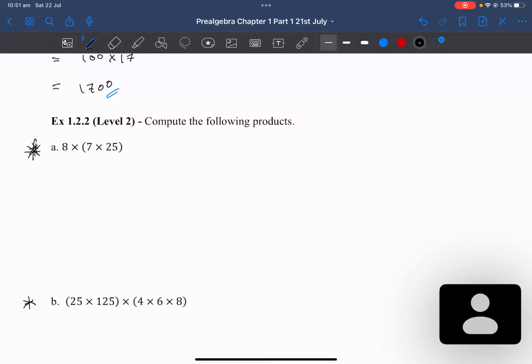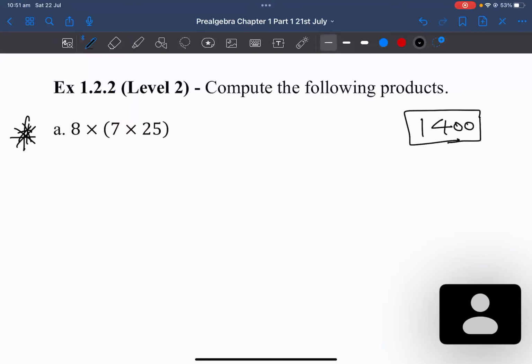Johnny, what's your answer to part A? 1,400. Yep, A is 1,400. Very good, Ryan. You have two people who agree with the same answer. So actually 3 people, and 4. Actually, all 4 agree. It's 8 times 25 to rearrange it like this.